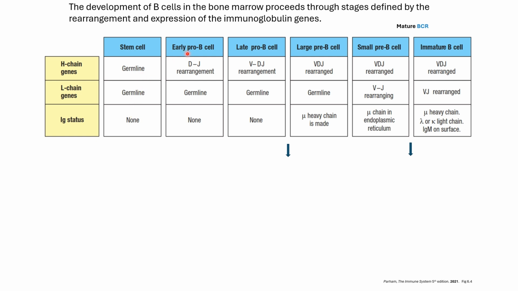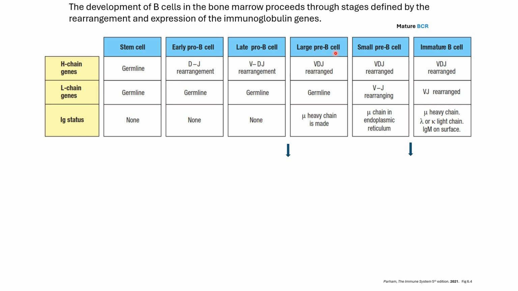Once we enter the pro-B cell stage, the heavy chain DJ rearrangements are occurring. Nothing's happening with the light chain, so we've got no antibody, because we need heavy and light chain. We also need the D and J segment, after it's been recombined, to recombine with a V segment, and that's in the late pro-B stage. Still nothing's happening with the light chain, so no mature immunoglobulins are produced.